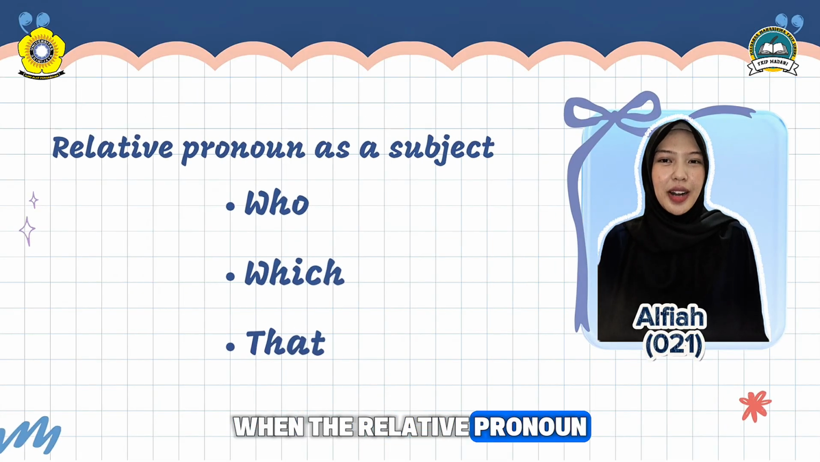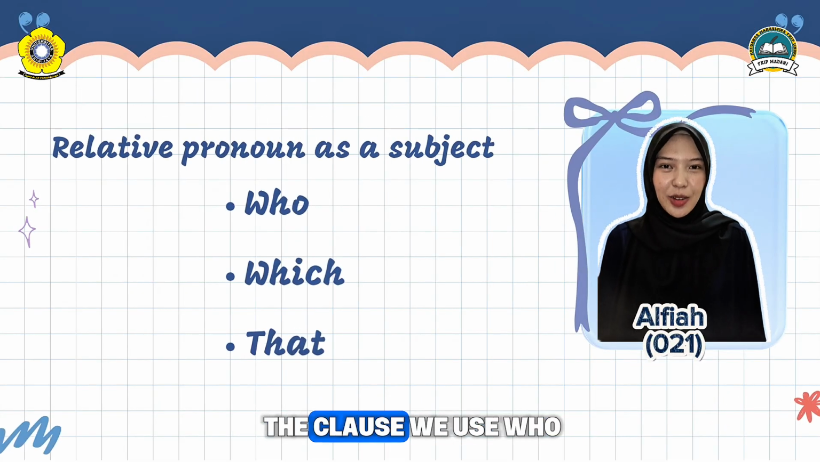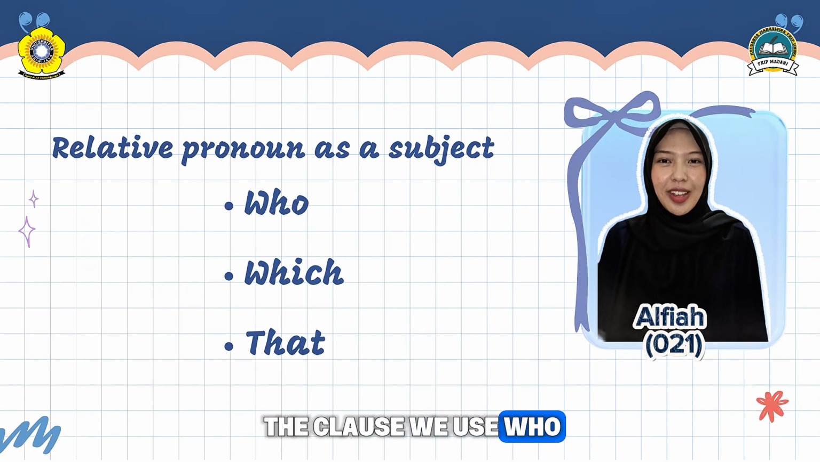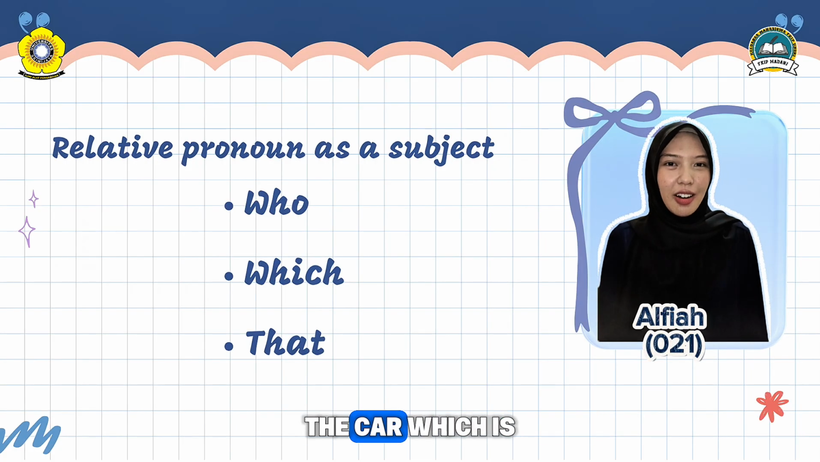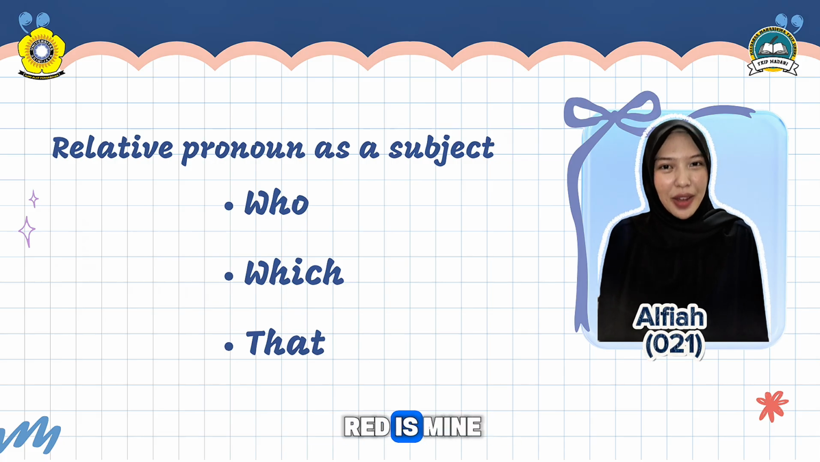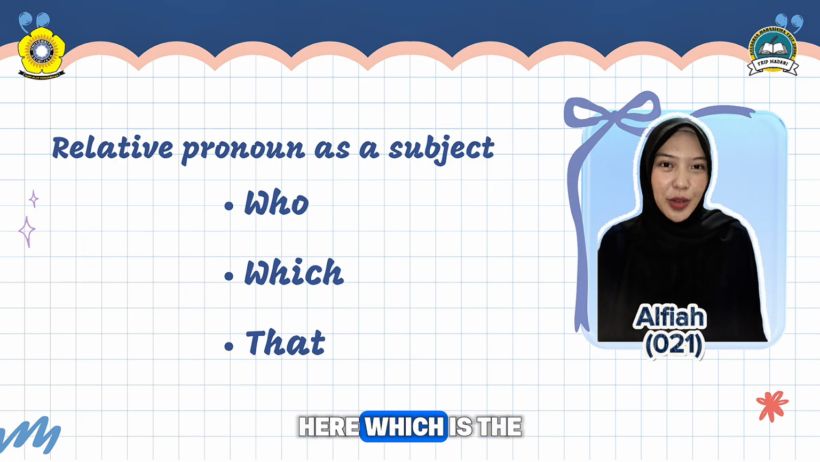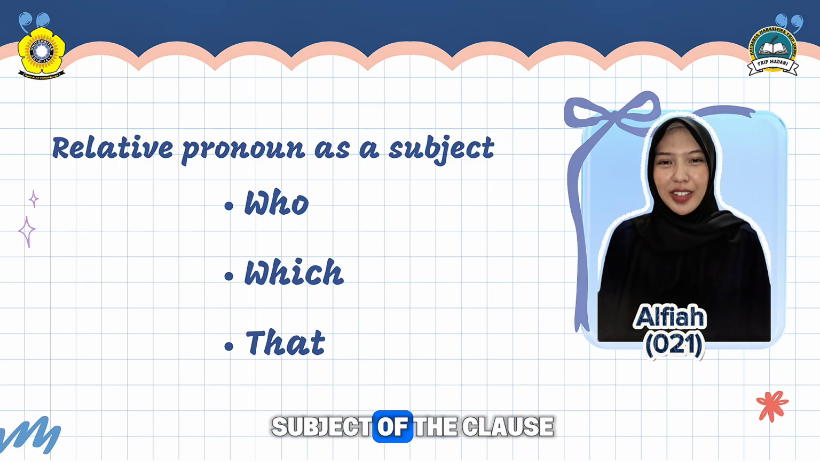When the relative pronoun becomes the subject in the clause, we use who, which, and that. For example, the car which is red is mine. Here, which is the subject of the clause.